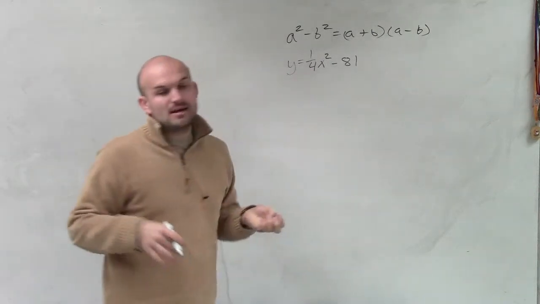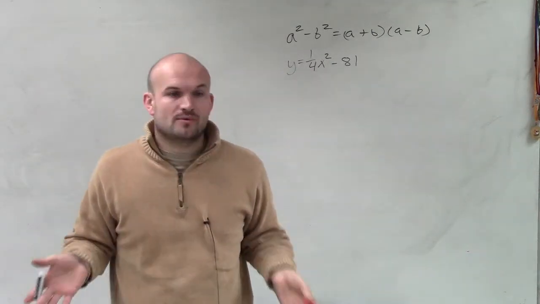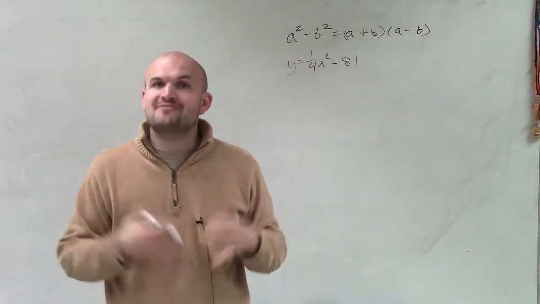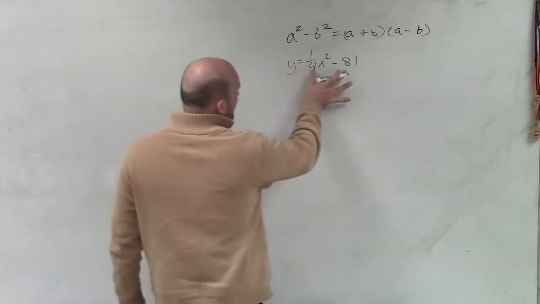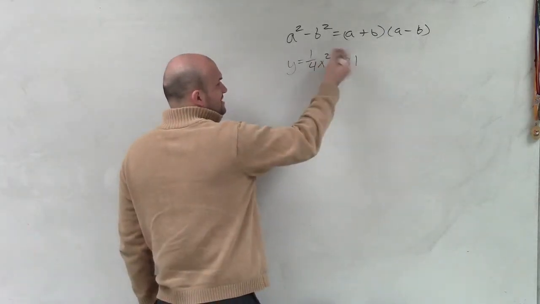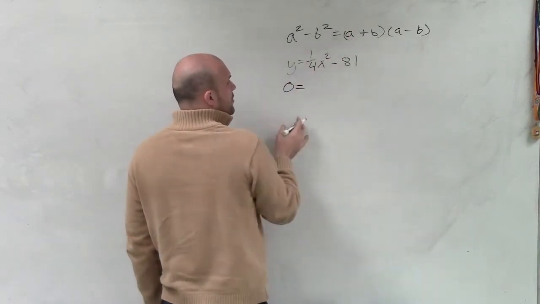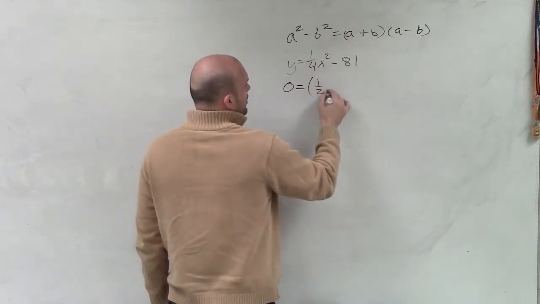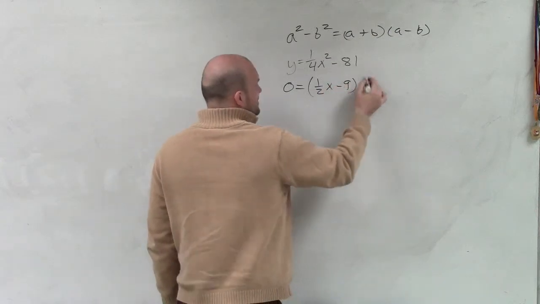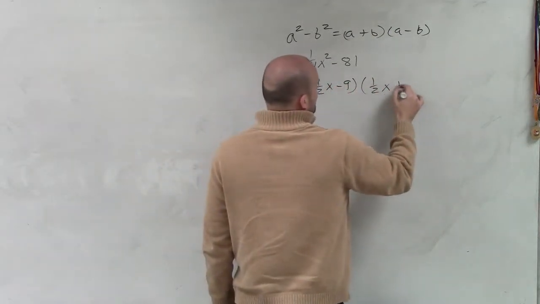But what is going to multiply by itself to give us 1/4? Well, we think of what two numbers? Well, 1/2 times 1/2. So therefore, I can factor this because x times x is x squared. I'll set this equal to 0, and then I'll break this up using our form for difference of two squares, which would be 1/2 x minus 9 times 1/2 x plus 9.